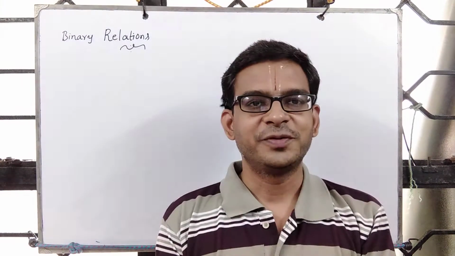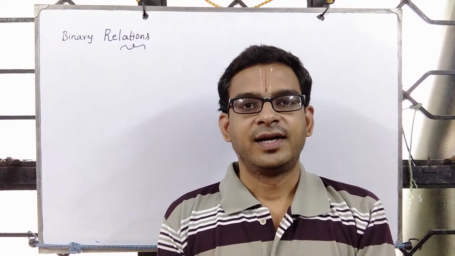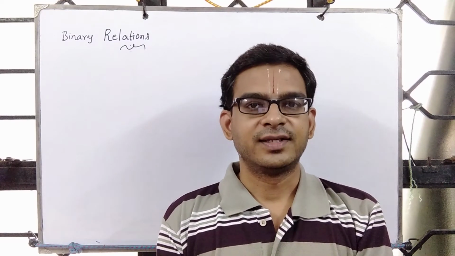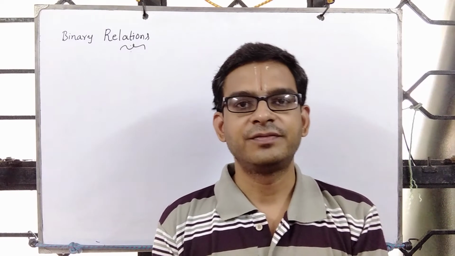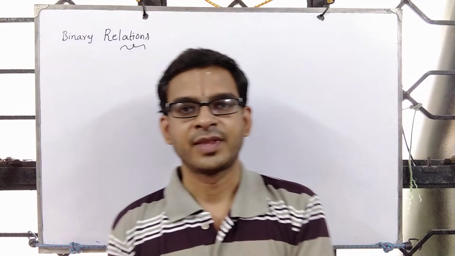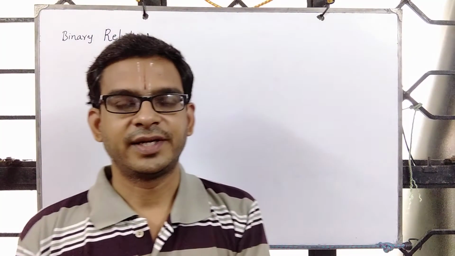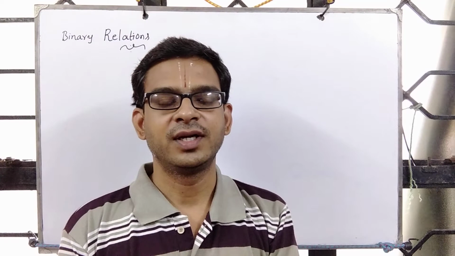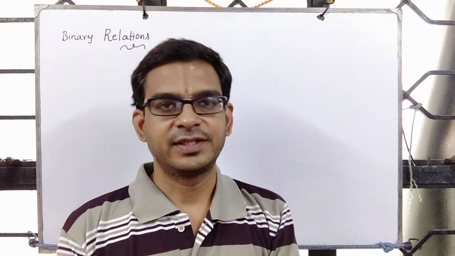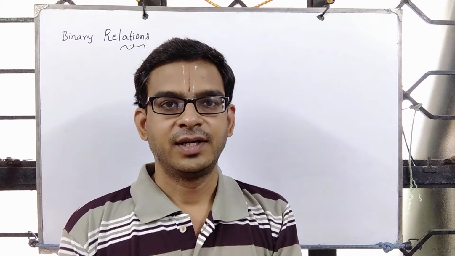Let us continue our discussion on binary relations. Relations are sets. In particular, a relation is a subset of a cross product. We also looked at a couple of special properties like reflexivity, symmetricity, antisymmetric, and so on. We shall continue our discussion and define some more special properties on relations.